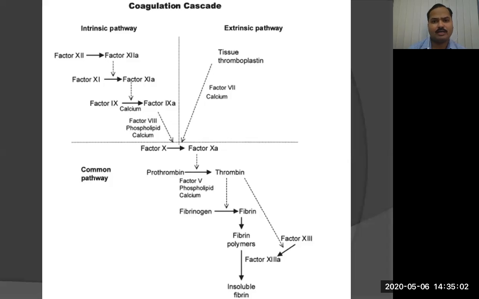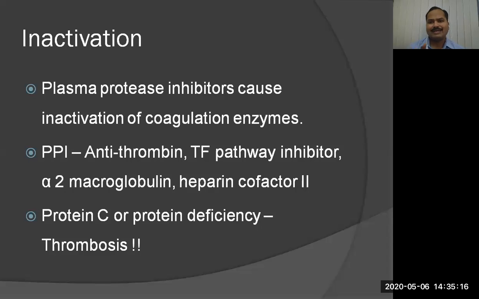So here's the coagulation pathway showing the extrinsic and the intrinsic pathways, the common pathway including factor 10A and the conversion of prothrombin to thrombin, then fibrinogen to fibrin, and stabilization of the clot. Now after the clot gets stabilized, the further process has to be reduced or stopped. For this, there are certain factors which cause inactivation of the process of clot formation. There are plasma protease inhibitors, which cause inactivation of the coagulation enzymes.